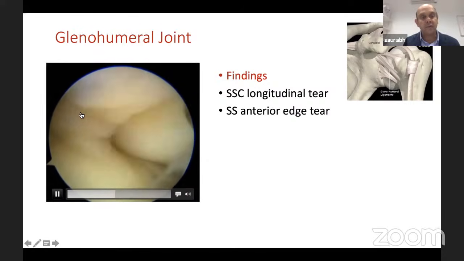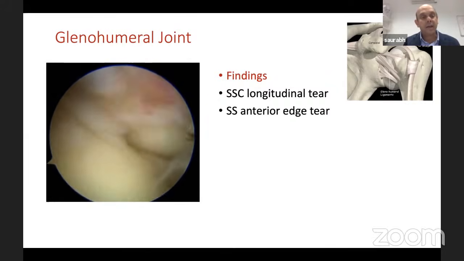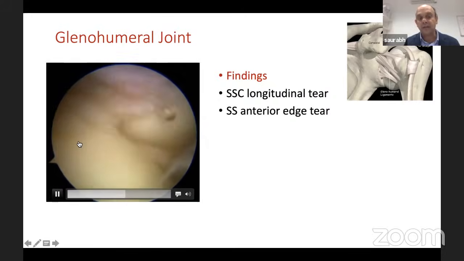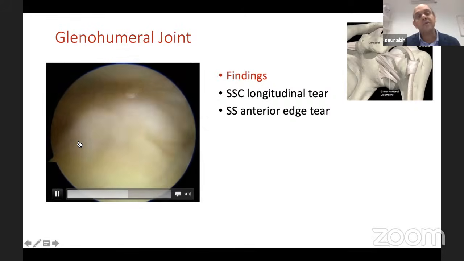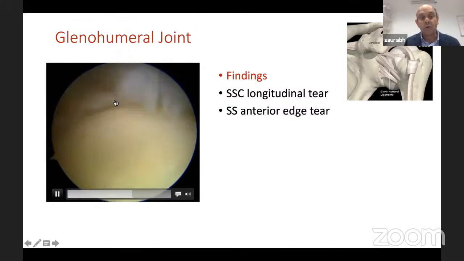So that's our biceps. That's the anterior edge where we were. And then we're going to see in a minute that anterior edge, you can see it's all frayed. So we know there's an anterior edge tear. Now, when we go into the subacromial space, we'll see the tear in a bit more proper way. But you can see this all fraying. So you know something is not right there.